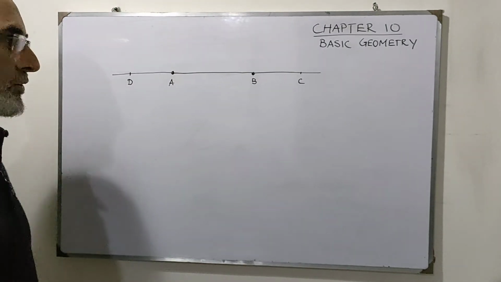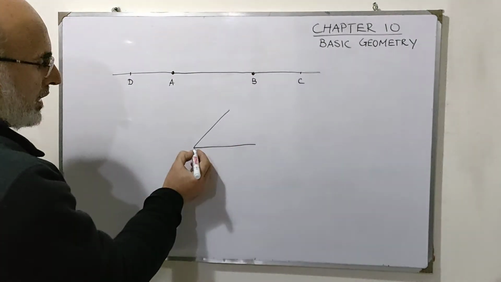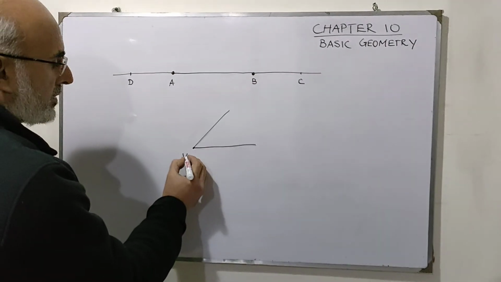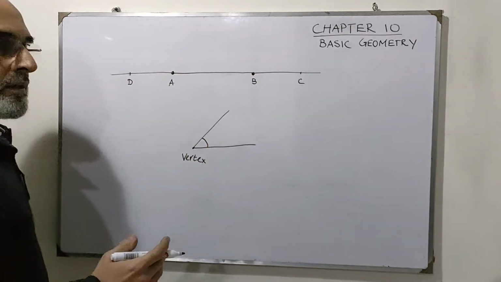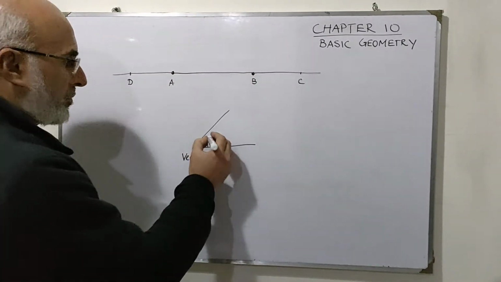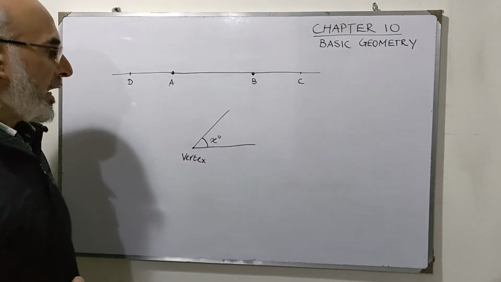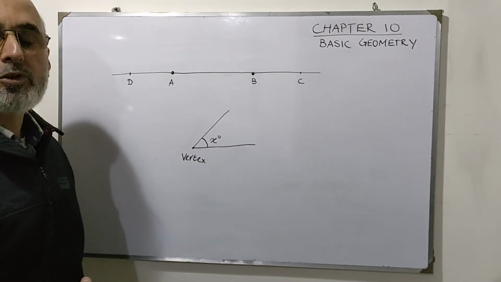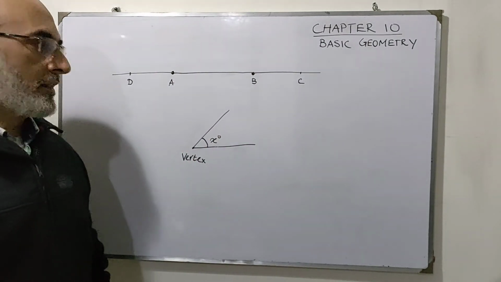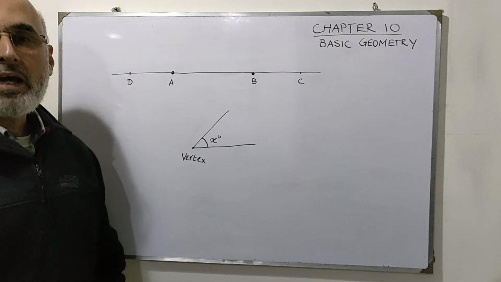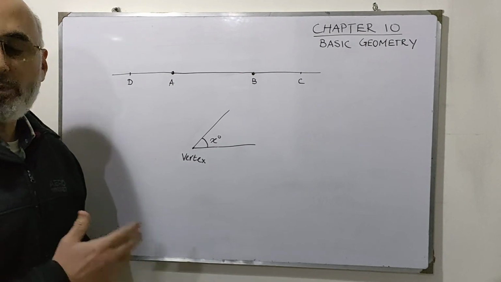Now let's take 2 lines which are meeting at a point like this. This meeting point is known as vertex, and they are forming some angle, right? This thing is some angle, and it could be measured. This is side 1, this is side 2. Now let's take these 2 lines and see what kind of angles these 2 lines are forming.